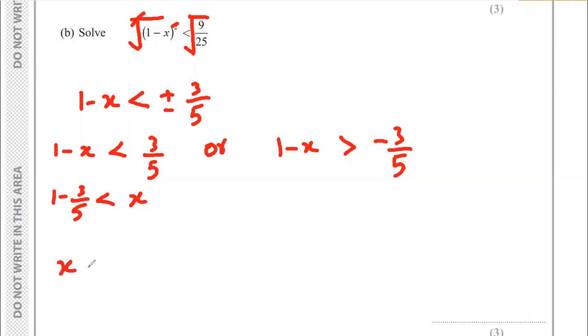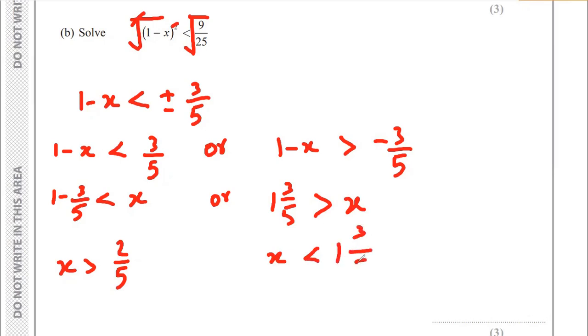We may write it as x is greater than 2/5. Okay. And on this side here, what we can do is add 3/5. If we add 3/5, we get 1 and 3/5. And adding x on both sides, x goes on this side. So 1 3/5 is greater than x, or we can write x is less than 1 3/5.